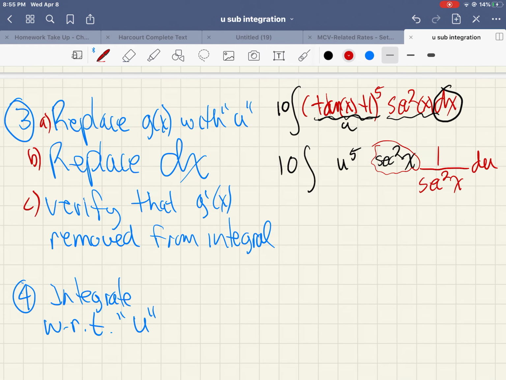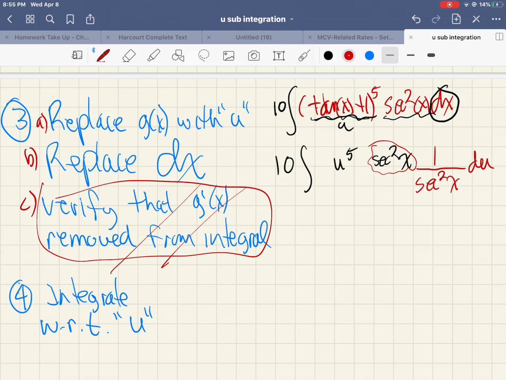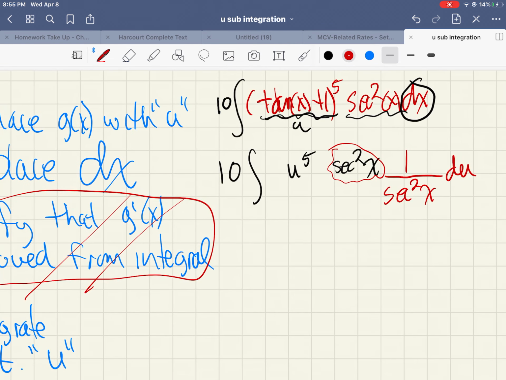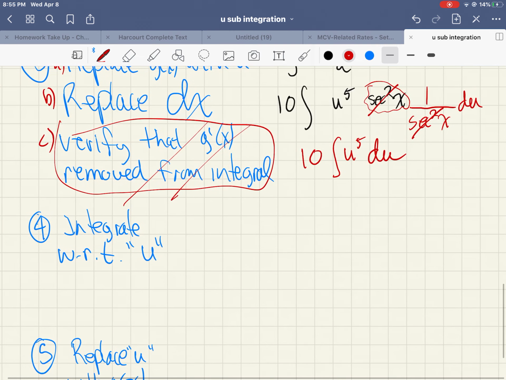But what's the next part in this? Verify that the g prime of x is removed from the integral, so it doesn't look like a chain rule integral anymore. So look at this. I've got sec squared over sec squared. It's gone. So then I can write it in a much simpler form and just write it as 10 integrals of u to the 5th du. Okay, and that's all I have to do. Now I just integrate that.